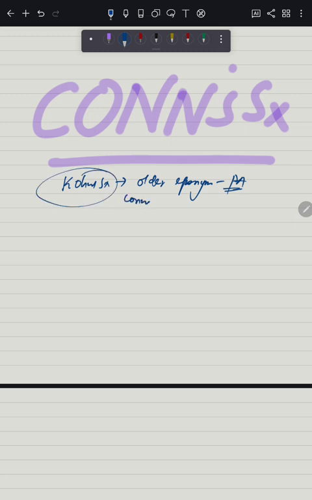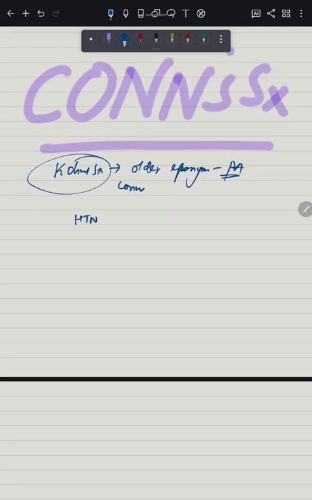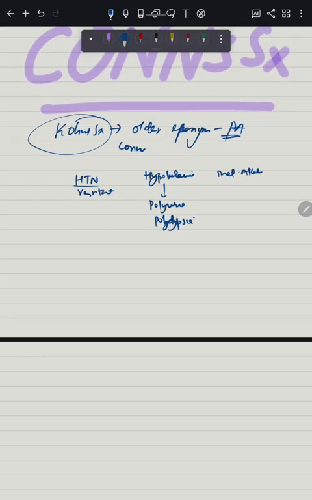The clinical picture of Cohen syndrome is, one, hypertension, and that's often resistant. Another is hypokalemia. Hypokalemia means muscle weakness, cramps, polyuria, polydipsia. Then there is metabolic alkalosis, and it's caused by excess aldosterone secretion, usually from adrenal adenoma or bilateral adrenal hyperplasia. That's Cohen's.